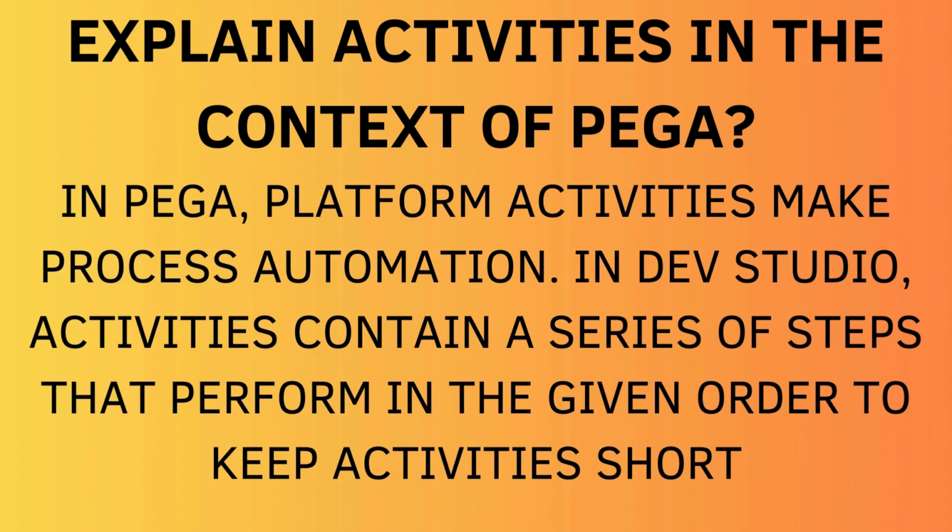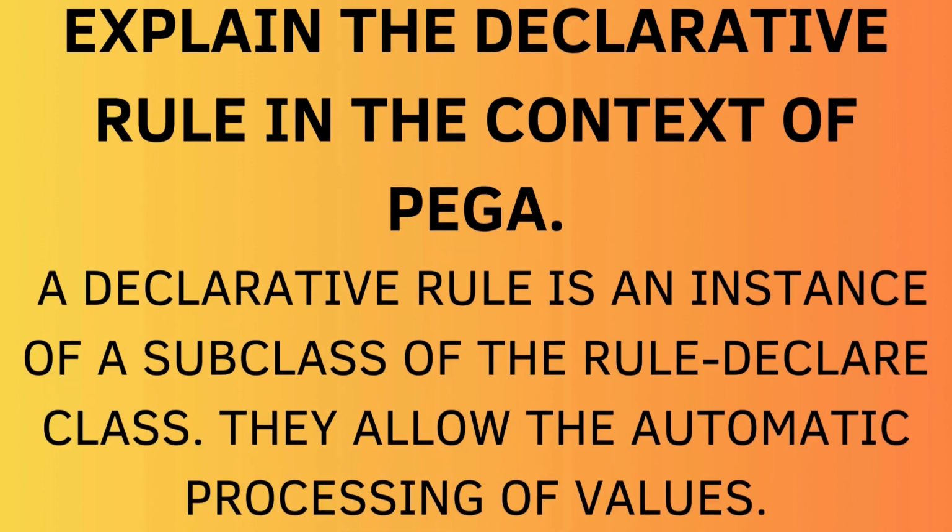Explain activities in the context of Pega. In the Pega platform, activities make process automation. In Dev Studio, activities contain a series of steps that perform in the given order, and they should be kept short. Explain the declarative rule in the context of Pega. A declarative rule is an instance of a subclass of the Rule-Declare class. They allow the automatic processing of values.